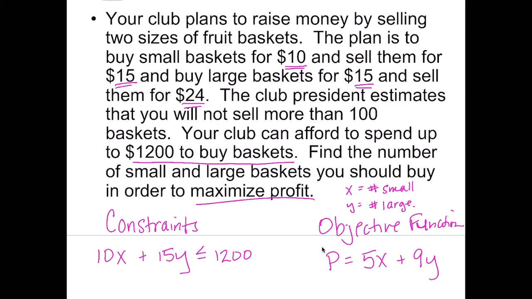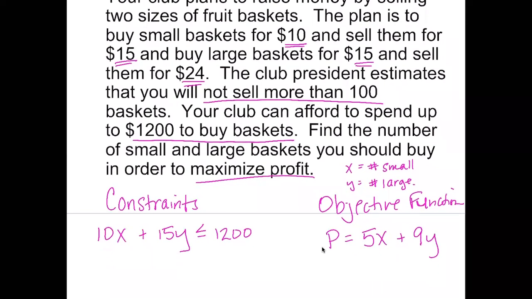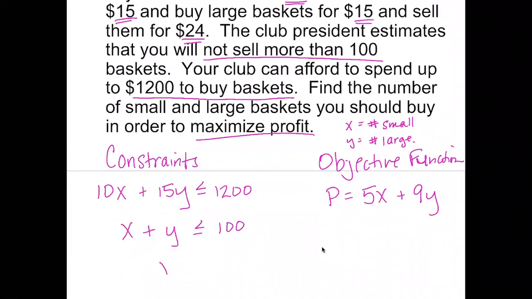It also says that I will not sell more than 100. So in that case, the number of baskets, so X plus Y, has to be less than or equal to 100. Two other constraints that you always have, or almost always have, are X has to be greater than or equal to 0, and Y has to be greater than or equal to 0. We cannot sell a negative number of baskets. So that constraint is there. So we have all of our constraints. We have our objective function. The next thing we have to do is graph these constraints to form what we call our feasible region.